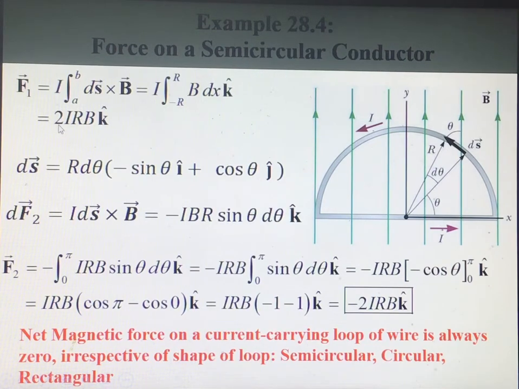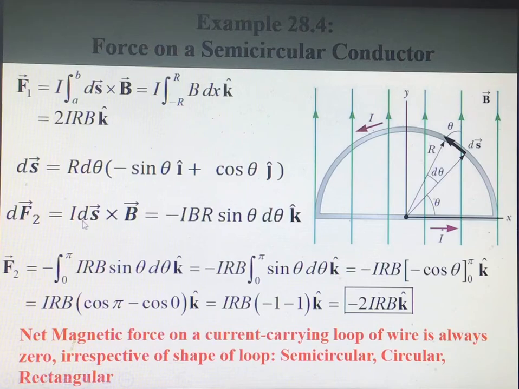We got a value that was 2IR times the magnitude of the magnetic field pointing in the k direction. Then when we calculate F2, this is the force acting on this circular portion. When we do that, we can calculate F2. The first thing to notice is that we can write the ds vector as R dθ times negative sine θ i hat plus cosine θ j hat.